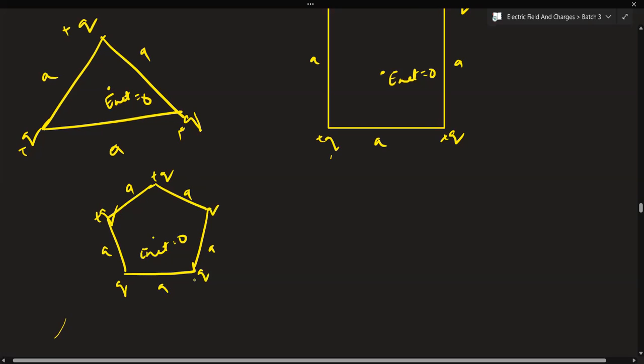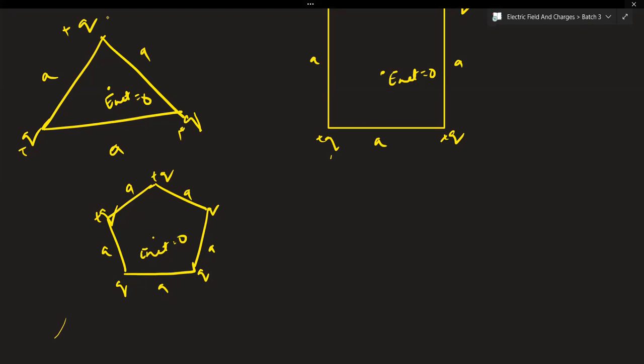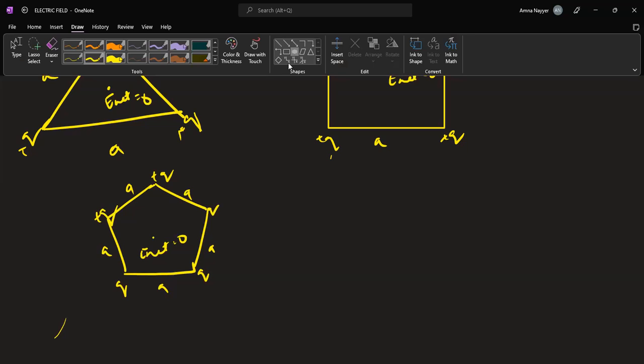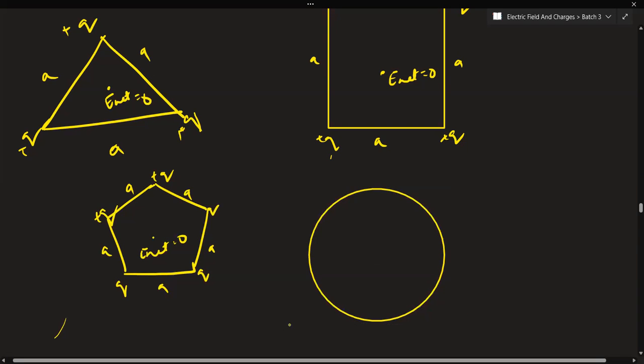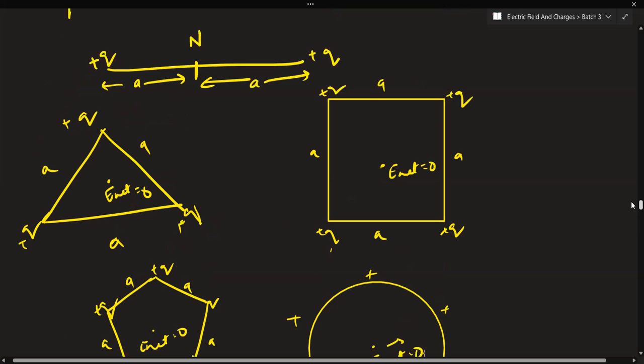If an infinite number of sides are added, these are 5, then 6, 7 till infinite, what does it become? It becomes a complete circle. So at the center of a circle, the net electric field will be 0. So these are some quick ways to solve your question. No need to solve if you know that it's a symmetrical system.